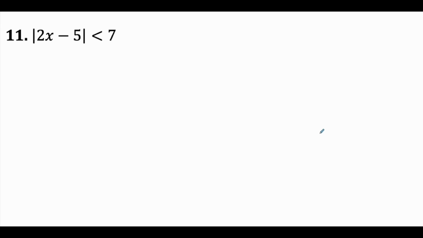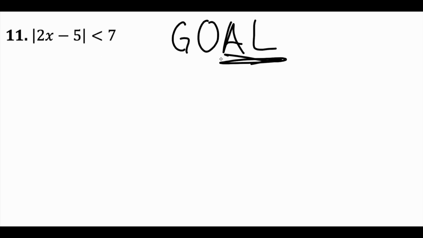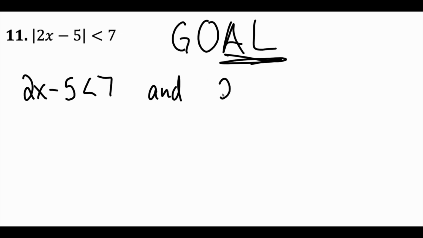All right, next up we have the absolute value. And remember, when we talked about this before, we talked about the acronym GOAL, which means that greater than means or, and the and statement goes with a less than. So this is something I would suggest writing down. So when we see this less than, I know that it's an and statement. So that means 2x minus 5 is less than 7. And 2x minus 5, flip the sign, change that to a negative 7.